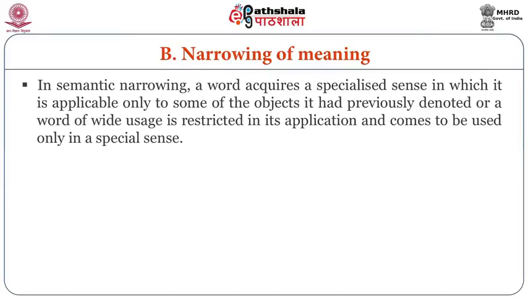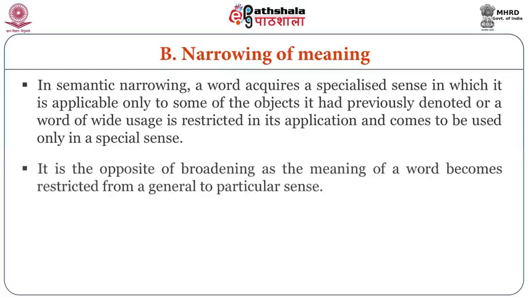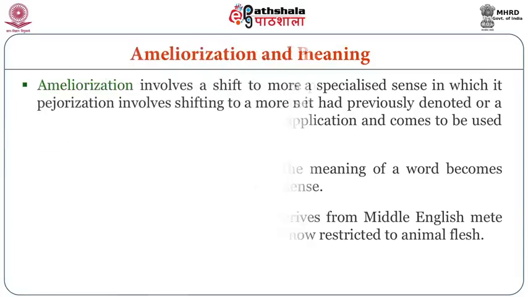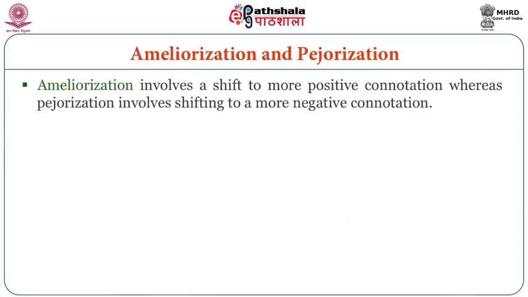Narrowing of meaning. In semantic narrowing, a word acquires a specialized sense in which it is applicable only to some of the objects it had previously denoted, or a word of wide usage is restricted in its application and comes to be used only in a special sense. It is the opposite of broadening, as the meaning of a word becomes restricted from a general to a particular sense. For example, the word meat, which derives from Middle English mete, with the general meaning of food, is now restricted to animal flesh.